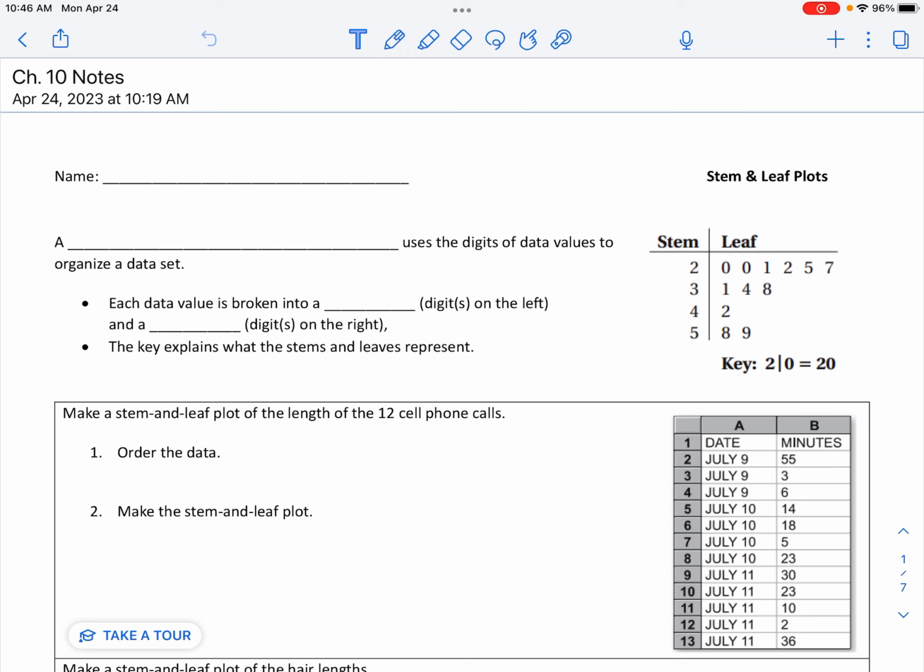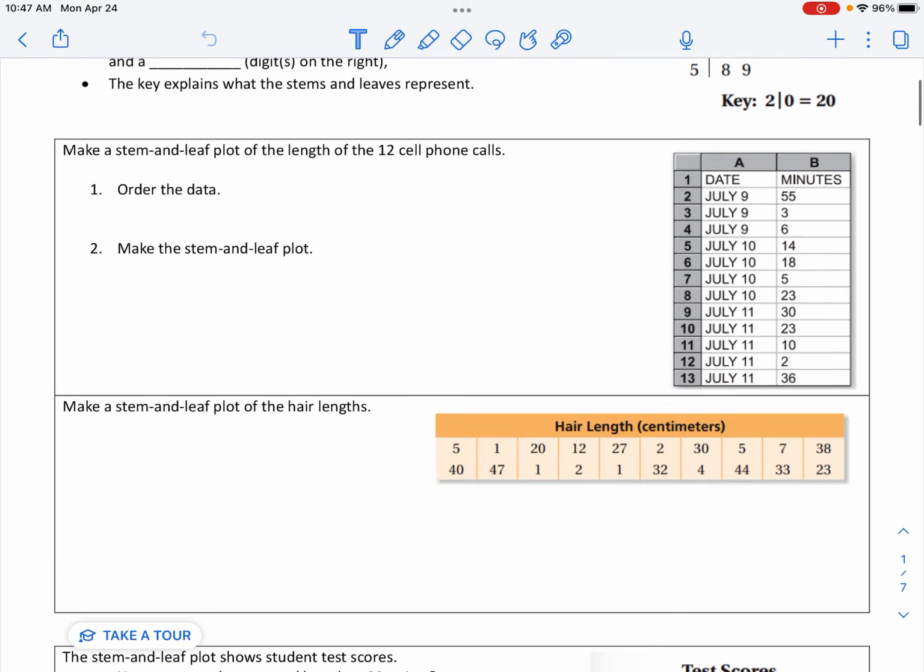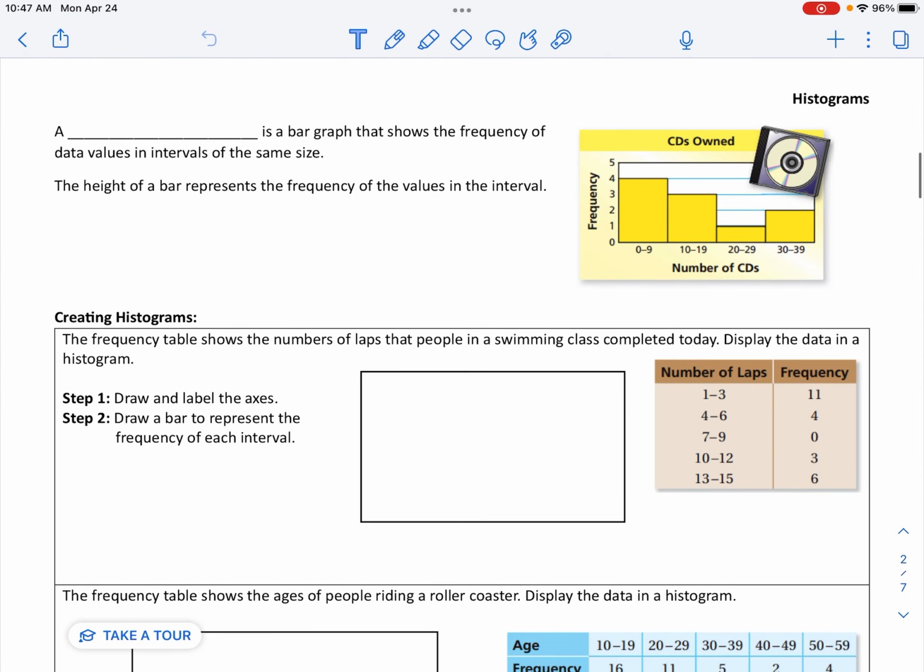We are going to be starting chapter 10. And so we are combining 2 lessons into today. It's going to be 10.1, which is stem and leaf plots, and 10.2, which is histograms. So these are 2 types of graphs that you can use to show your data that you have collected. This first page is going to be about stem and leaf plots, and then the second page is going to be about histograms.